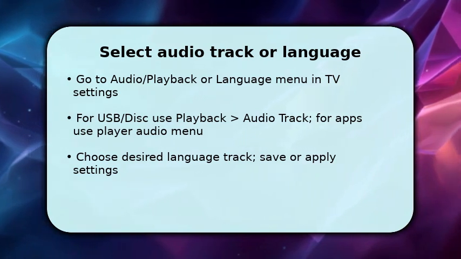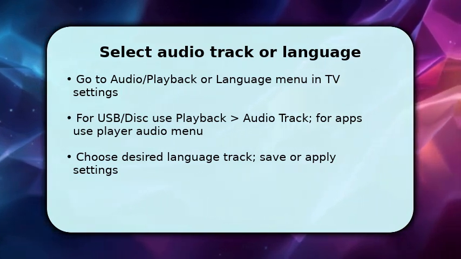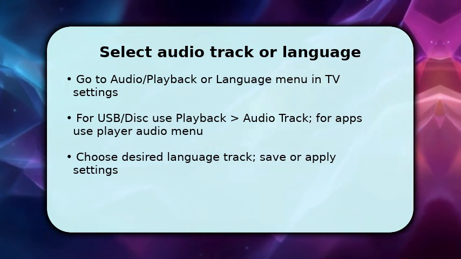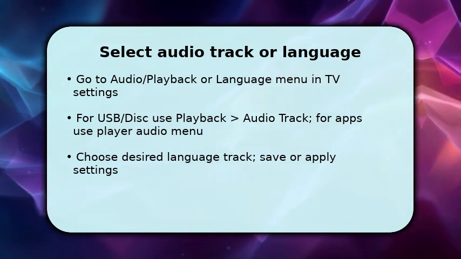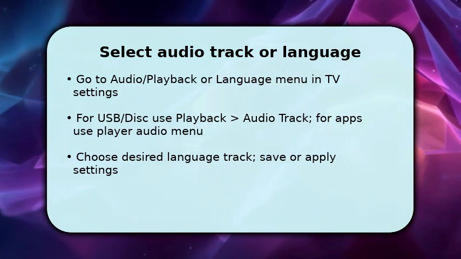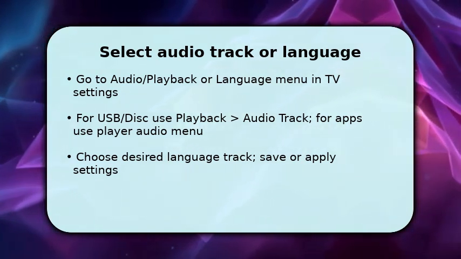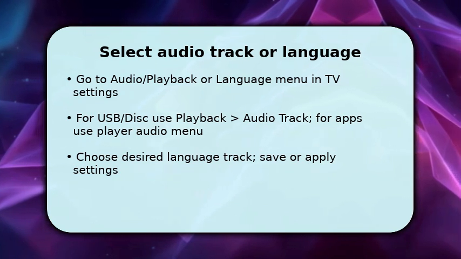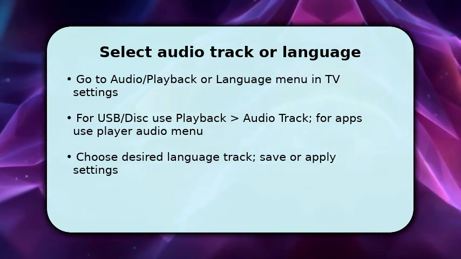The exact name varies, but you're looking for audio track or language. For local files, USB or disk, open the media player, pause playback, and select audio track to pick the language. For apps, open the player's audio or subtitle menu during playback. Once selected, press OK or Apply to switch.